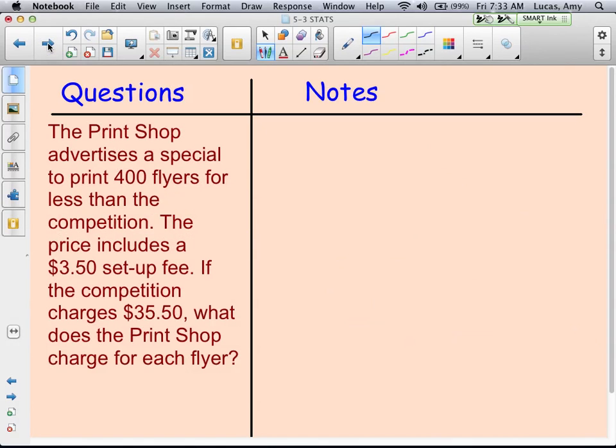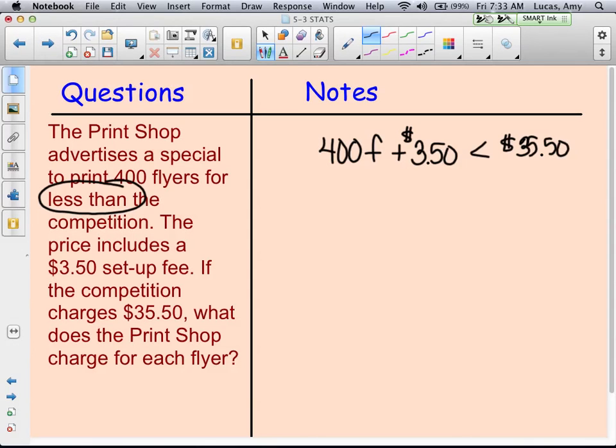The print shop advertises a special to print 400 flyers for less than the competition. The price includes a $3.50 setup fee. The competition charges $35.50. What does the print shop charge for each flyer? Okay, so they're printing 400 flyers, plus they have to pay a $3.50 setup fee. And they want to print it for less than the competition, and the competition charges $35.50.